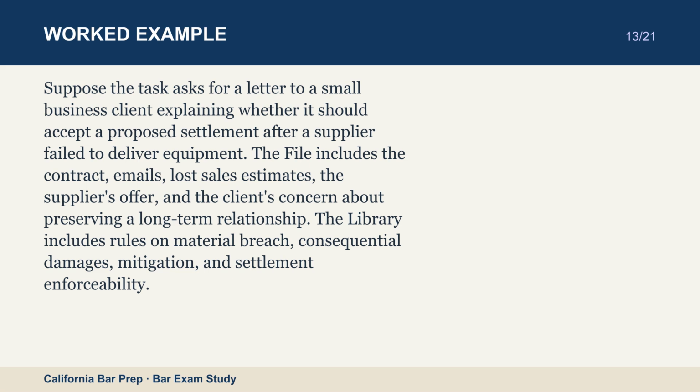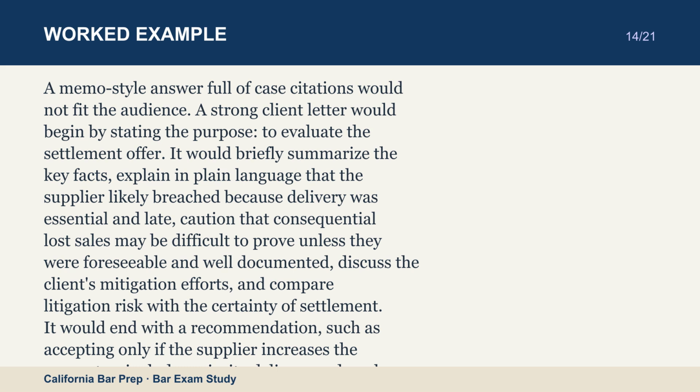A strong client letter would begin by stating the purpose, to evaluate the settlement offer. It would briefly summarize the key facts, explain in plain language that the supplier likely breached because delivery was essential and late, caution that consequential lost sales may be difficult to prove unless they were foreseeable and well documented, discuss the client's mitigation efforts, and compare litigation risk with the certainty of settlement. It would end with a recommendation, such as accepting only if the supplier increases the amount or includes priority delivery, and a release limited to the current dispute. The legal analysis still exists, but it is translated into advice.